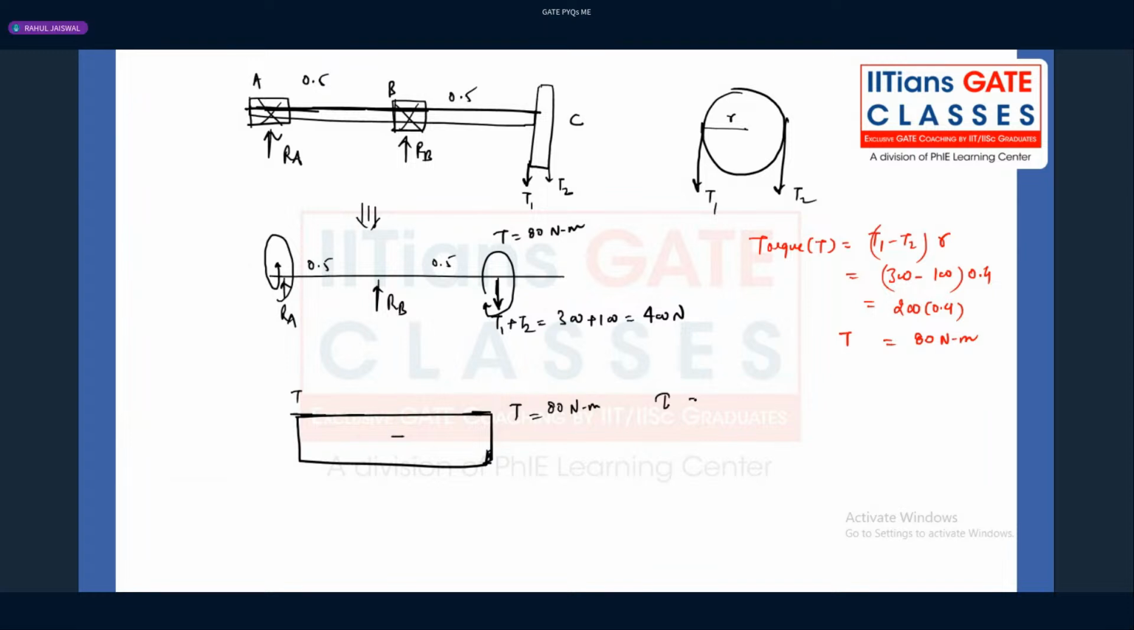Corresponding to this, what is the maximum shear stress, or we can also say tau? What is the value of tau here? 16 T divided by pi d cube. 16 into T, what is the T, guys? 80 into 1000 divided by pi d cube. Just keep it like that, or you can calculate the values: 16 into 80 into 1000 divided by pi, which is nothing but 407436.65 divided by d cube. Let's keep it like that.